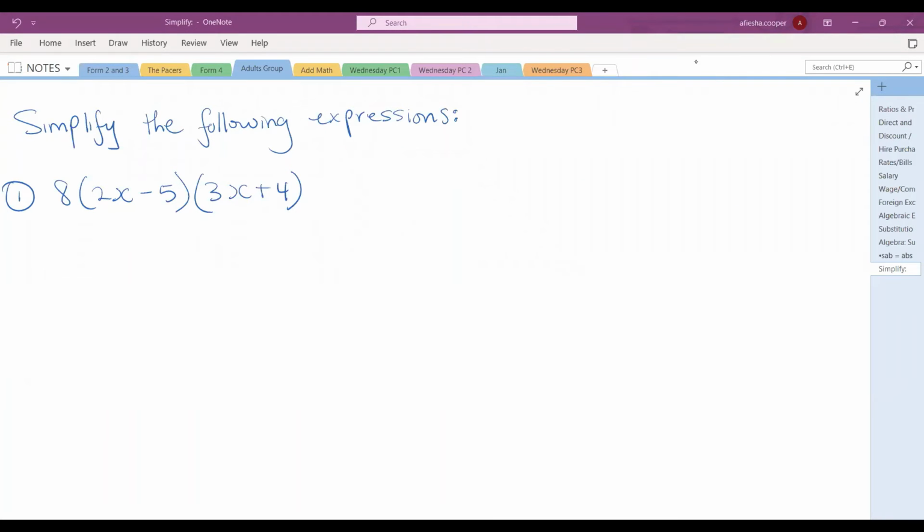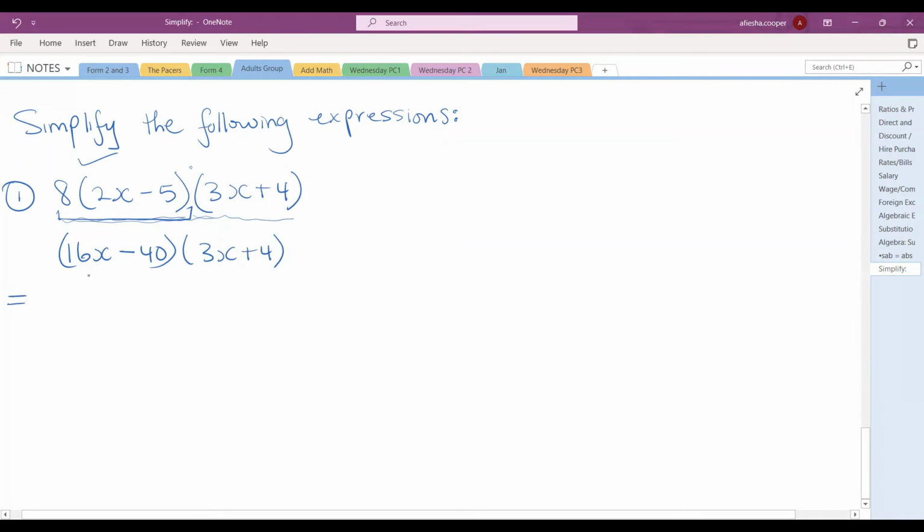So let's move on to a question that looks similar but is a little different. So we have 8, open brackets, 2x minus 5, no sign in between, by 3x plus 4. So what is happening here is that they are all multiplying by each other, but the first one is a regular distribution. So what we're going to do is distribute this first part here. So that's going to be 8 by 2x, that will give us 16x. 8 by negative 5, that's going to give us negative 40. Put it back in brackets and put back our 3x plus 4. Now we continue with our regular expansion and simplification.